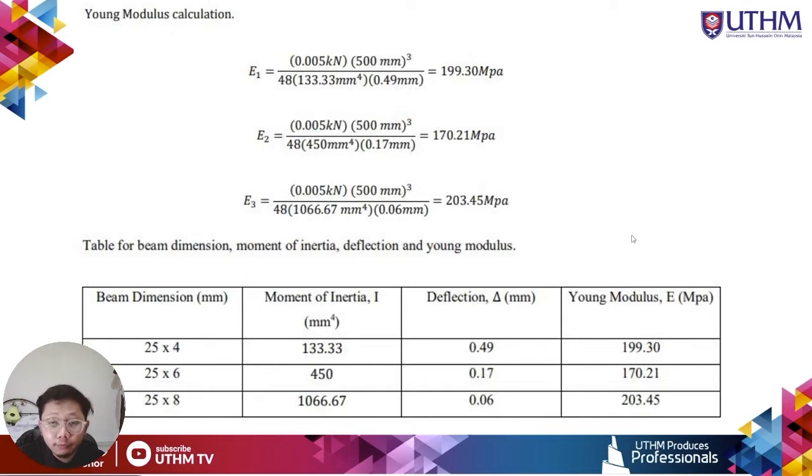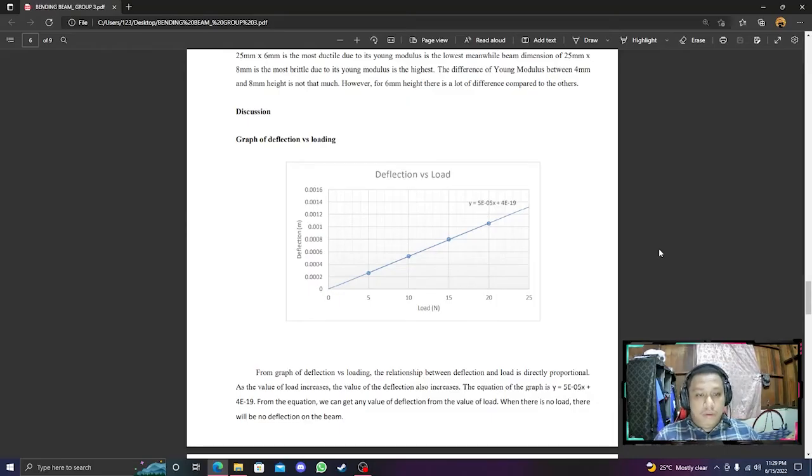From the modulus of elasticity that we obtain compared to the theoretical value, we can see that the beam dimension of 25 times 6 mm is the most ductile because its Young modulus is the lowest. Meanwhile, the beam dimension of 25 times 8 mm is the most brittle because its Young modulus is the highest. The difference in Young modulus between 4 mm height and 8 mm height is not that much. However, for 6 mm height, there is a lot of difference compared to the others. That's all for calculation.